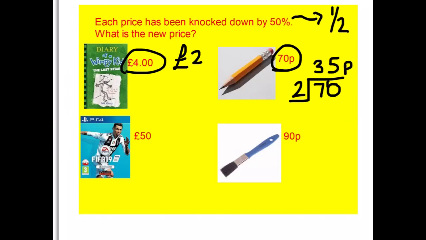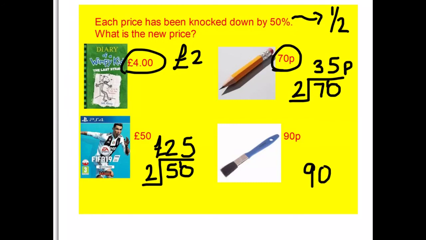My £50 FIFA game, again if we do a division question to work out what 50% is, so we divide it by 2. 2 into the 5 goes twice, 1 left over. 2 into 10 is 5, so the new price is £25. My paintbrush cost 90p. We have to find half of it because half is 50%. 2 into 9 goes 4 times. 1 left over. 2 into 10 is 5. The new price is 45p.